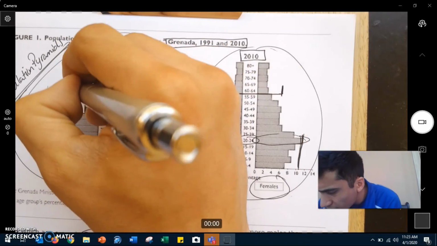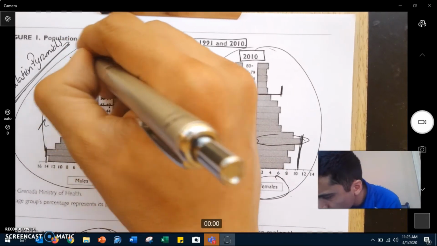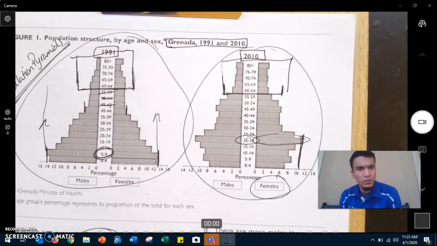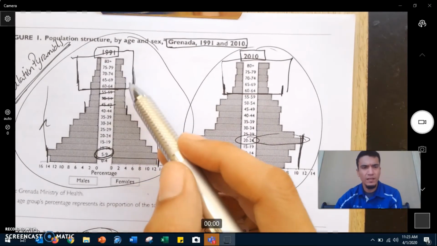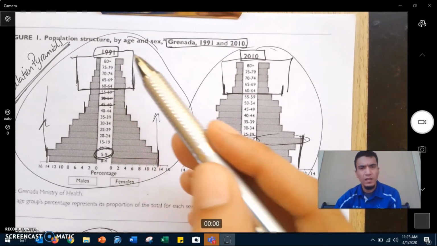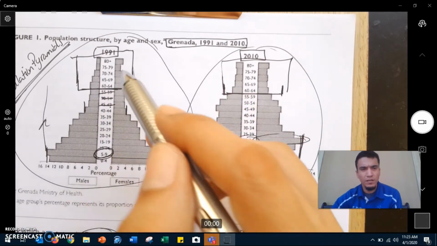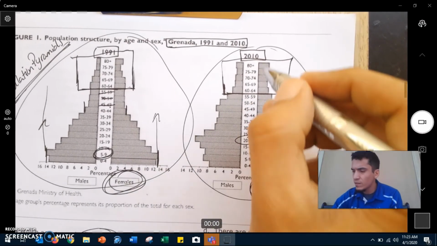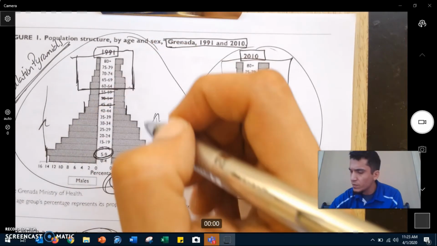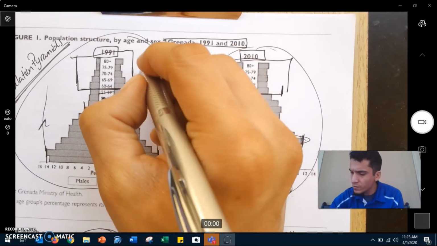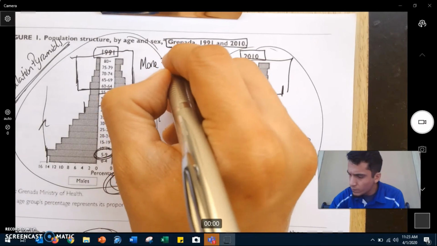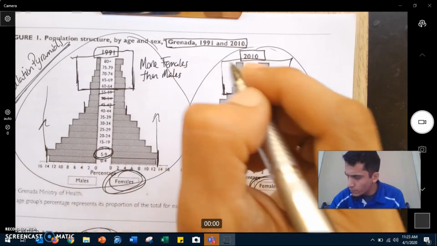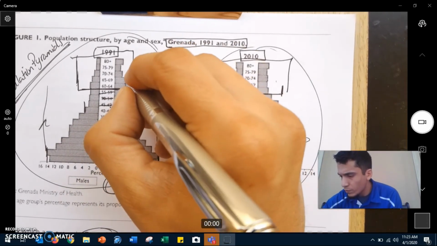So I'm just going to analyze this part of the chart here and see what I can come up with. And one thing I can see right away is that the right side of the population pyramid here is a bit bigger than the left side, and that means there are more females at this age group than there are males. Females than males on both charts.